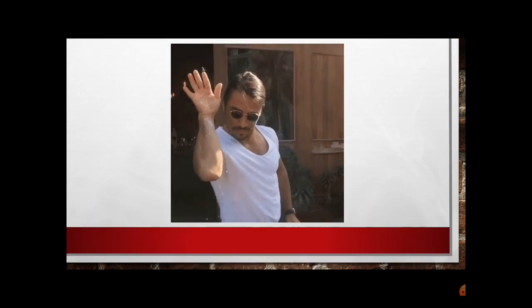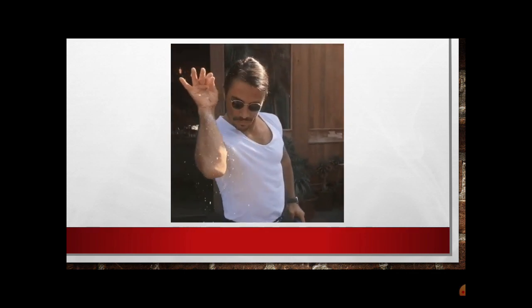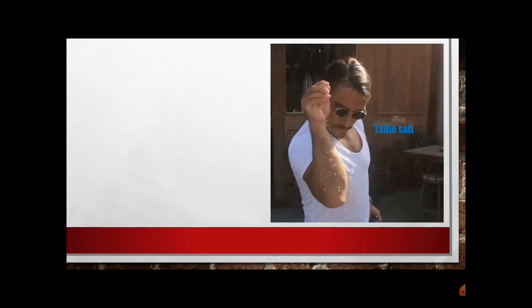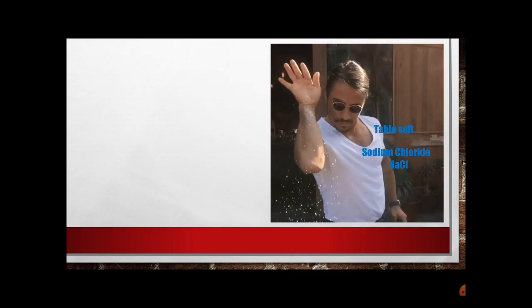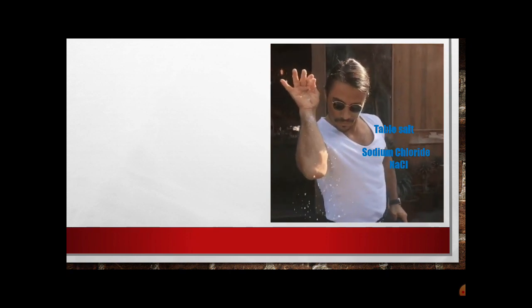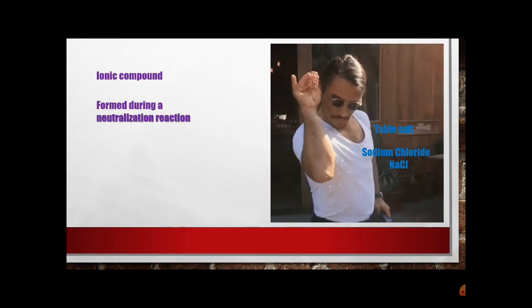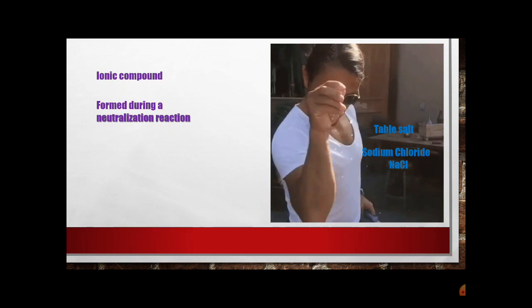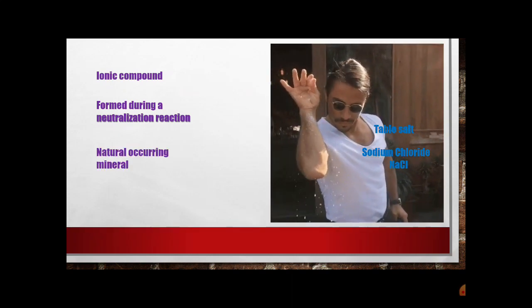When we hear the word salt, we tend to think of the edible white substance that is used to season food. This is, however, only one example of a salt, common table salt. The name of the salt is sodium chloride. A salt is an ionic compound produced by reacting an acid with a base, also known as a neutralization reaction, or they may be naturally occurring minerals.